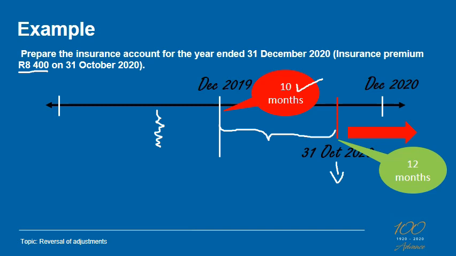So to reverse last year's adjustment for the 6,000 Rand, I will have to take it out of the asset account. So credit the prepaid expense with 6,000 and debit the insurance account with the 6,000.